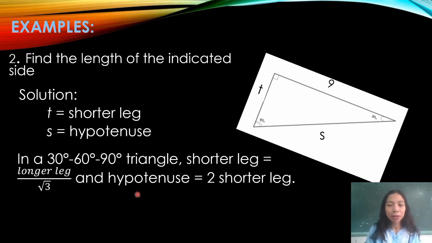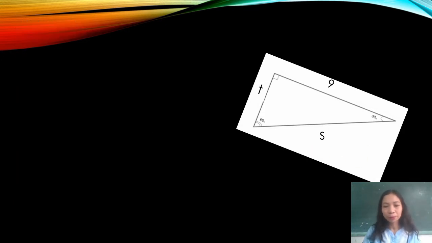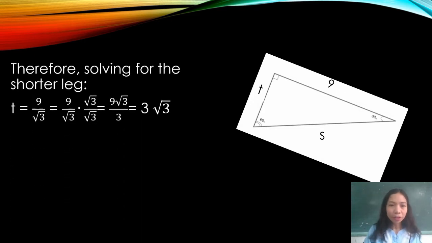Okay? And to get the hypotenuse, we will multiply the shorter leg by 2. Therefore, solving for the shorter leg, t is equal to 9 divided by the square root of 3. Now, we will use again the concept of rationalization. So how are we going to rationalize the denominator?